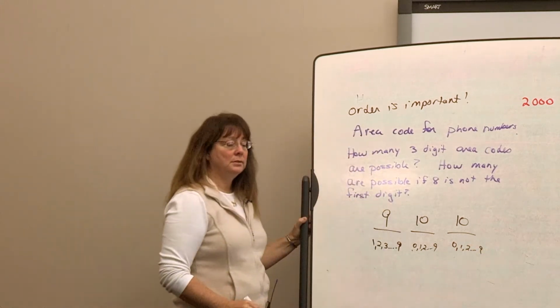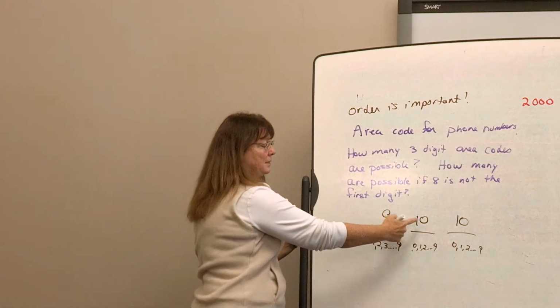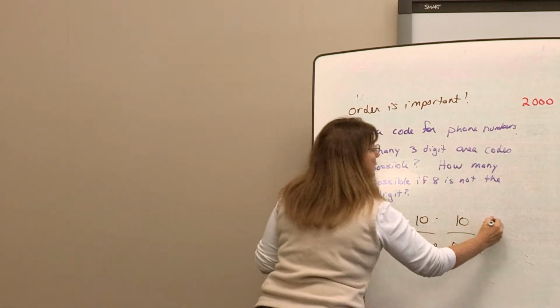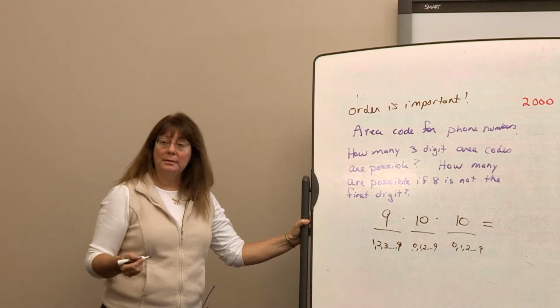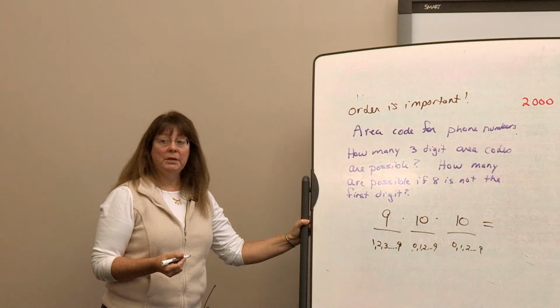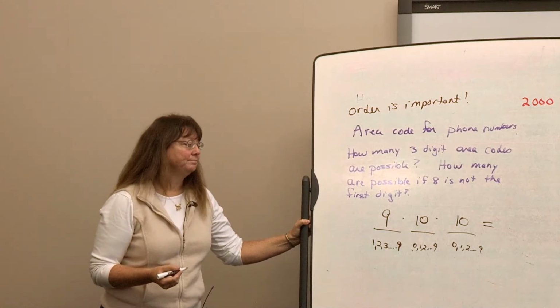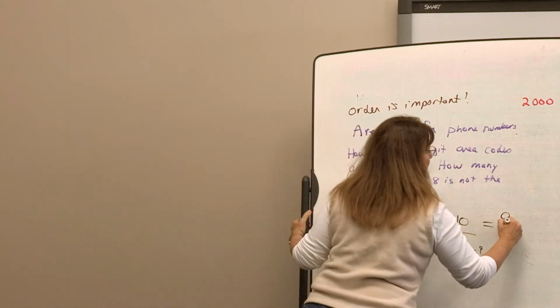So those are the options. There are 9 choices for the first number, 10 for the second, 10 for the third. So when I multiply them all together, how many different ways can I come up with area codes? How many different area codes are there? 900 area codes.